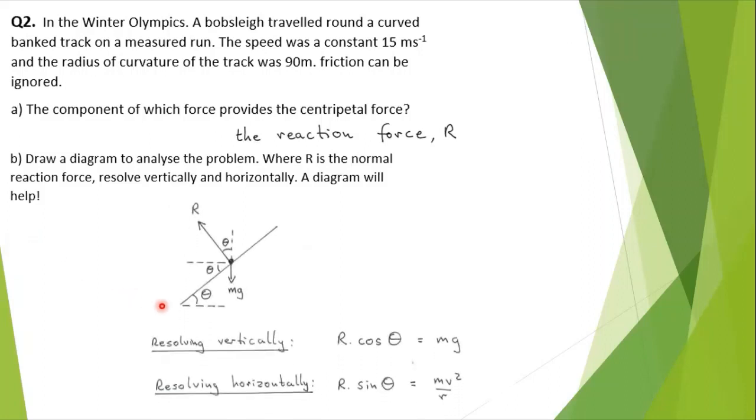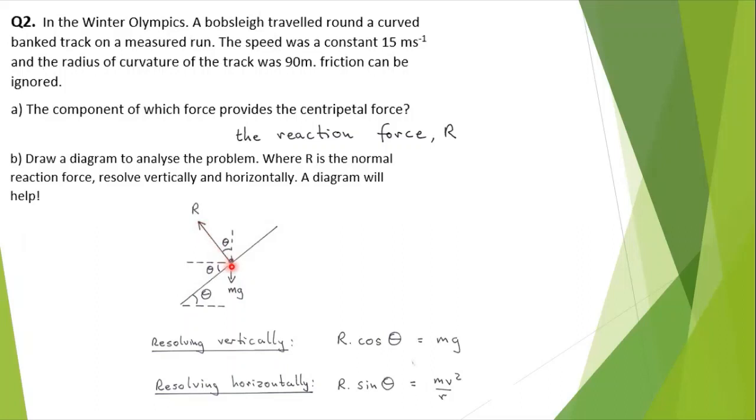Let's see. This is the banked track, and here's the bobsleigh represented by a point, the bobsleigh and the person. The weight is mg. Now, the reaction force, the normal reaction, is always at right angles to the track. So that's R, we're just calling it R.